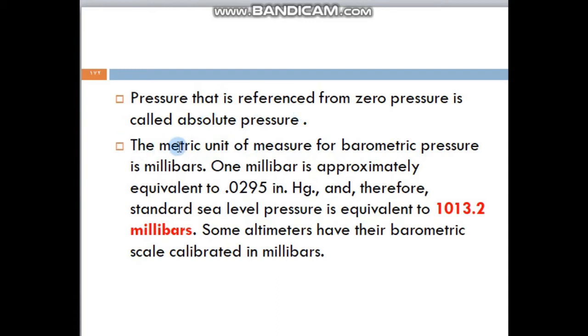The metric unit of measure for barometric pressure is the millibar. One millibar is approximately equivalent to 0.0295 inch, and therefore a standard sea level pressure is equivalent to 1013.2 millibars. Some altimeters have their barometric scale calibrated in millibars.